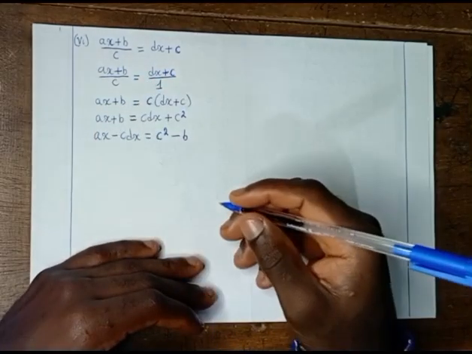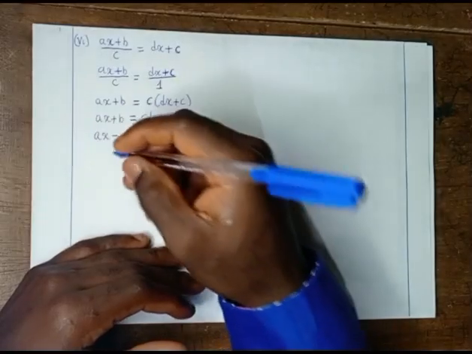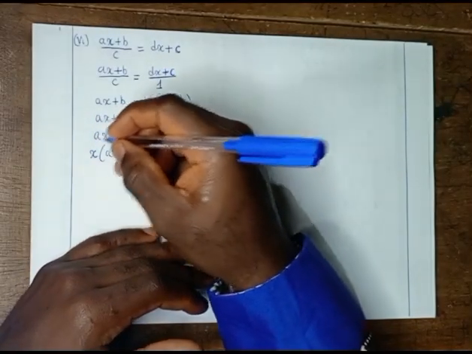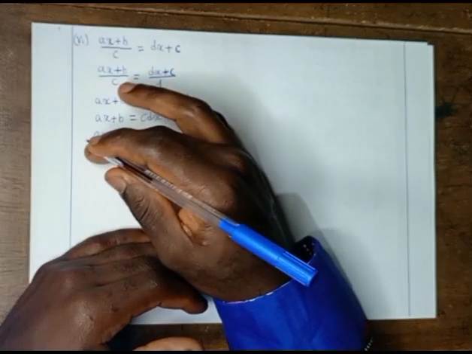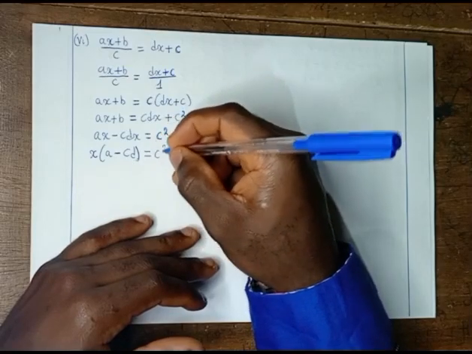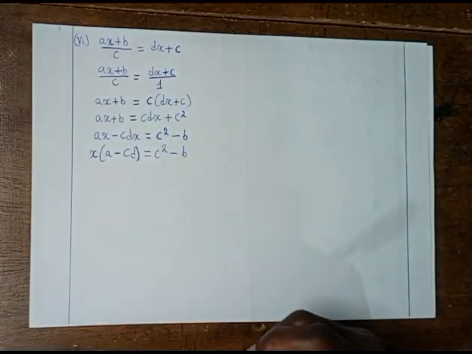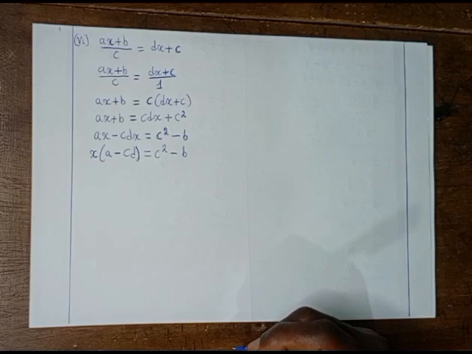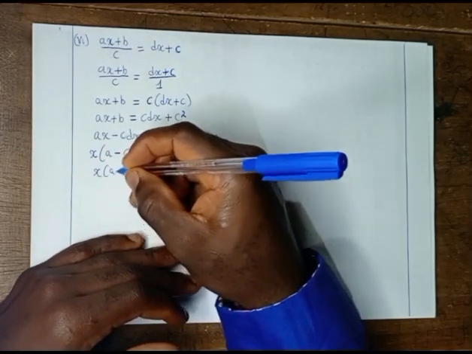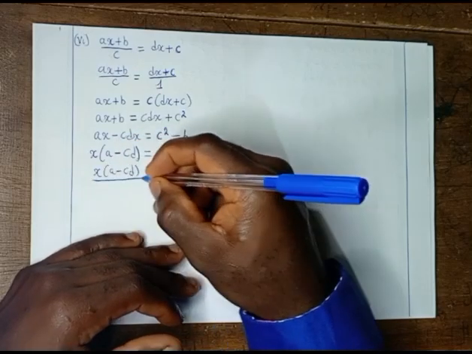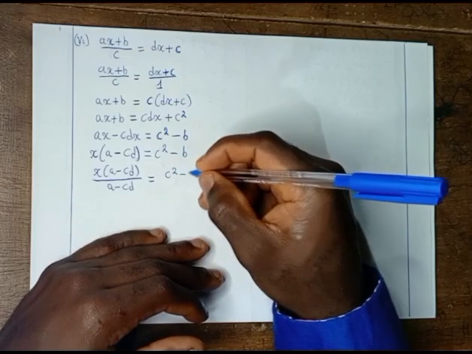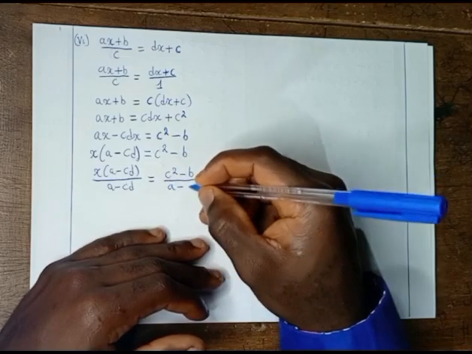Next, at the left hand side, x is common, we are going to factor out x. So if we factor out x, we know x times a will give us ax minus, we know x times cd will give us cdx is equal to c squared minus b. Next, for us to make x the subject of formula, we are going to divide both sides by a minus cd. X times a minus cd, we divide by a minus cd is equal to c squared minus b divided by a minus cd.